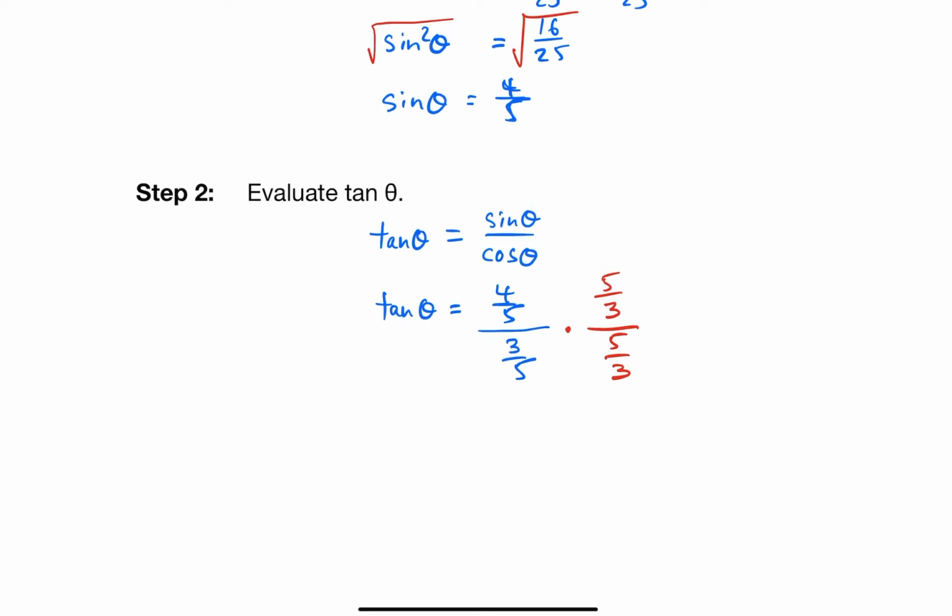These cancel each other out. Right? We have a 5 up here, 5 down here, so that cancels out. 3 up here, 3 down there, those cancel out. So now the entire denominator is equivalent to 1.